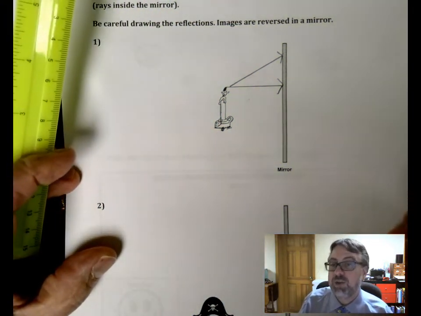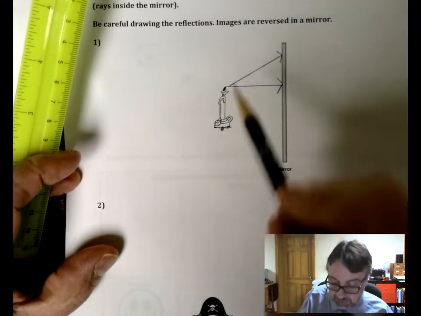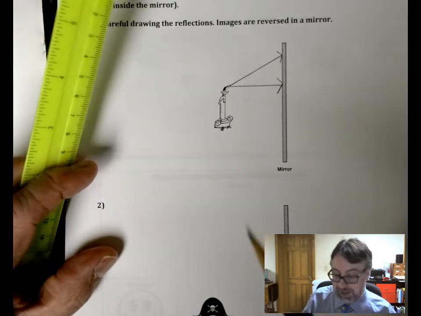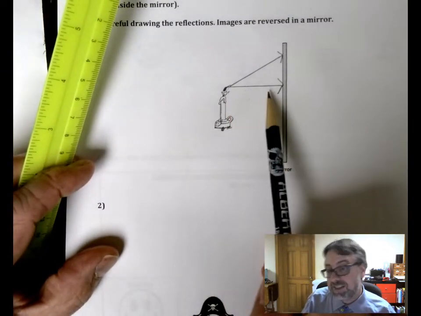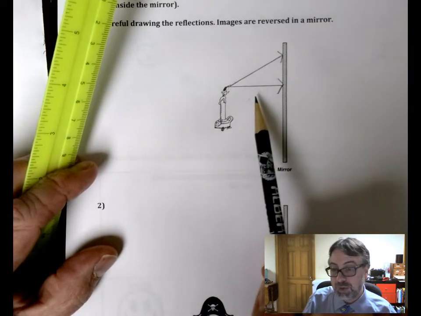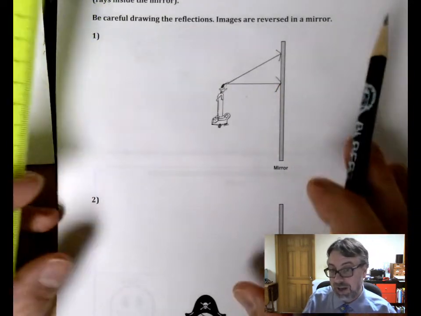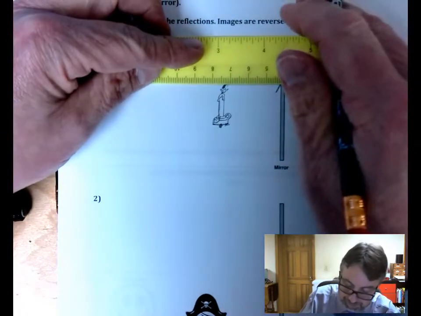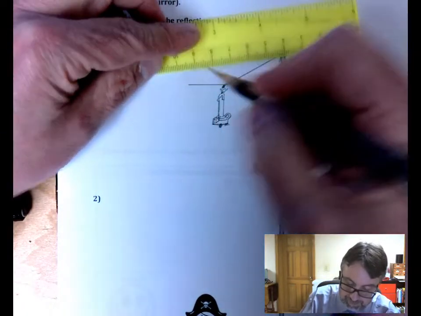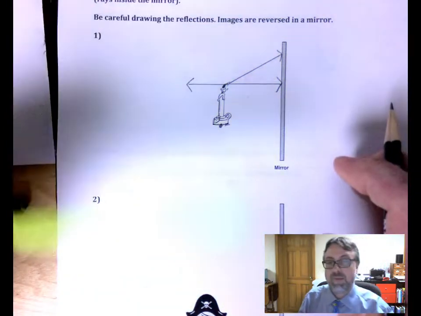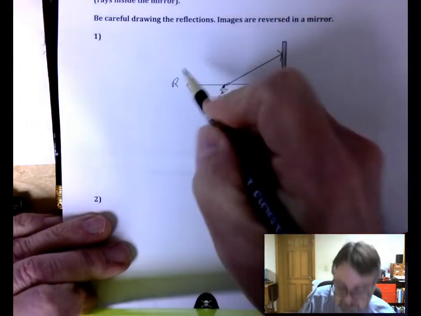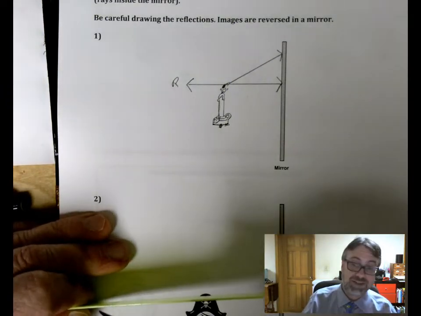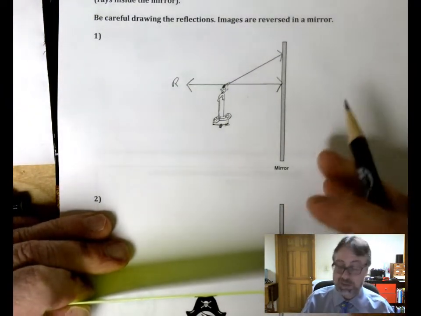Now what I'd like to do is do the reflected rays. So to figure out the reflection, I need my normal line. Now for this ray, it's easy. It's on the normal line, so it has no angle. It strikes the mirror head on, so it's going to reflect straight back. And I like to mark my reflection with an R so I can identify my reflections compared to the incident light, because I need to know the reflections for the image.